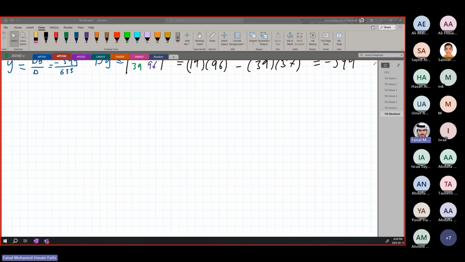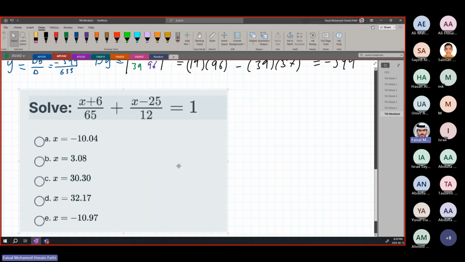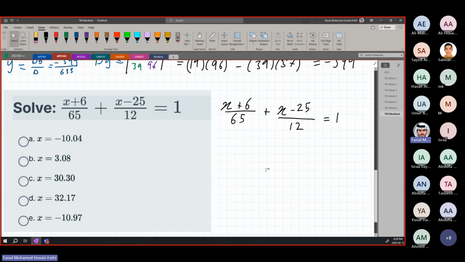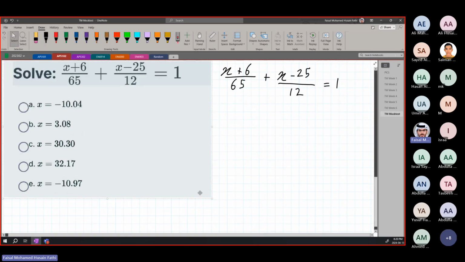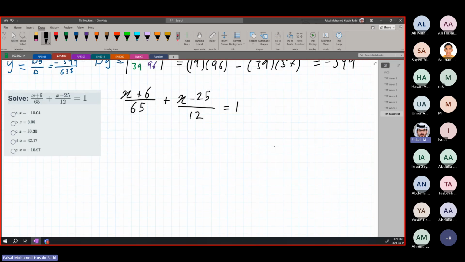Now, let's solve this fraction. So here we have this question, which is x plus 6 over 65 plus x minus 25 divided by 12 is equal to 1. Okay, so again, the way I usually solve these, I'll make this smaller now so we can just look at our equation, the first step I do is I find the common denominator over here.